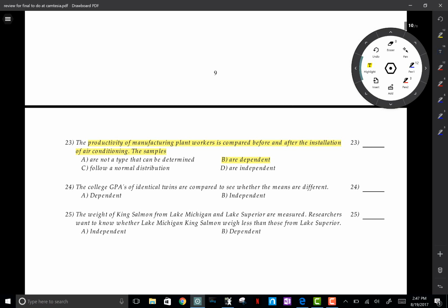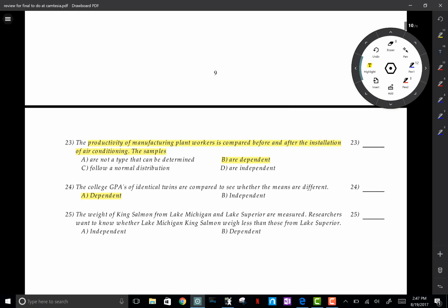So 24 said the college GPAs of identical twins are compared to see whether the means are different. So same thing, this one will be dependent. The reason why it's dependent is that since they're twins, we assume they have the same genetics, the same DNA. So if one of them is doing well, we're assuming the other one should be doing the same.